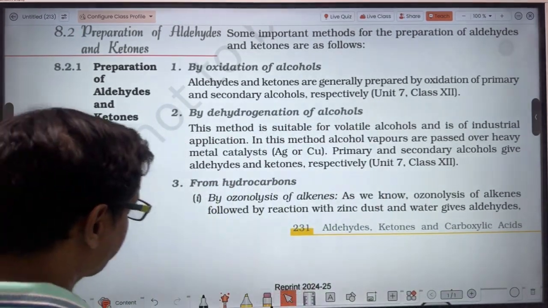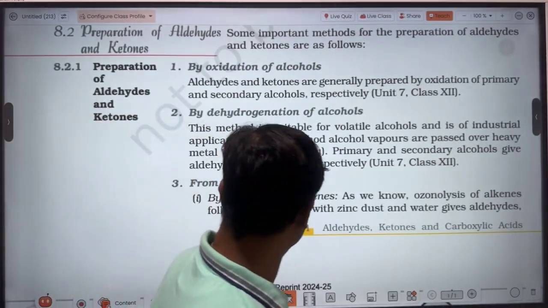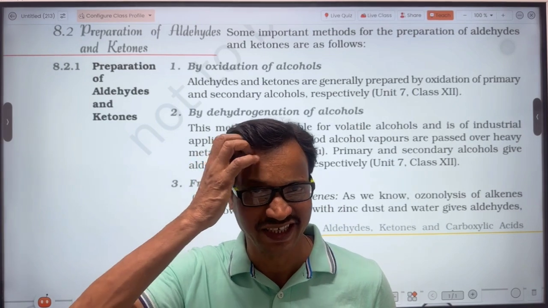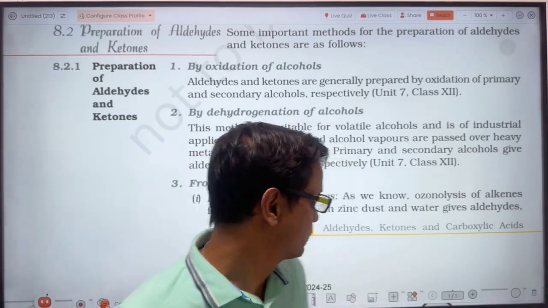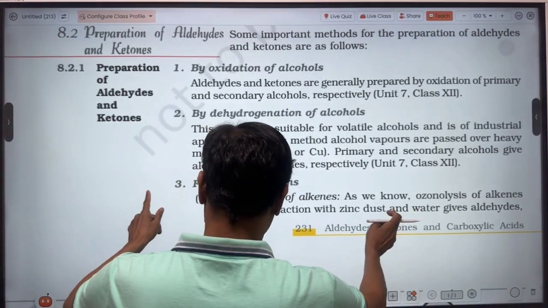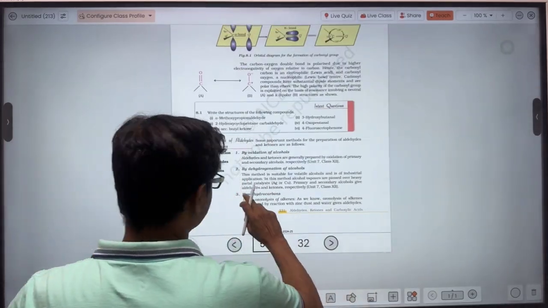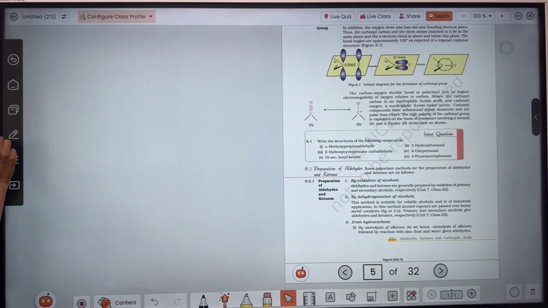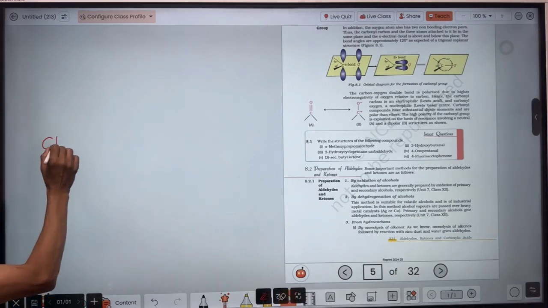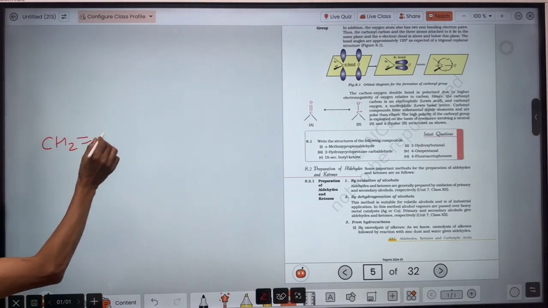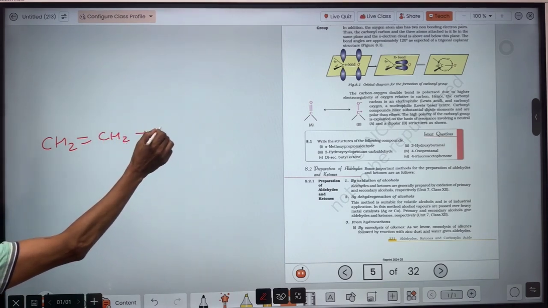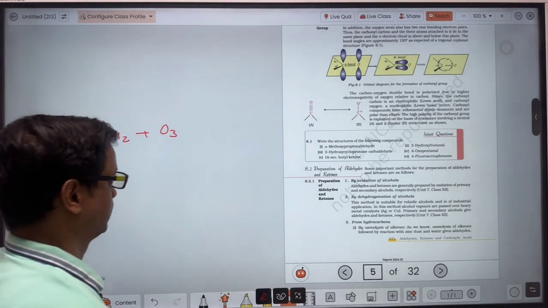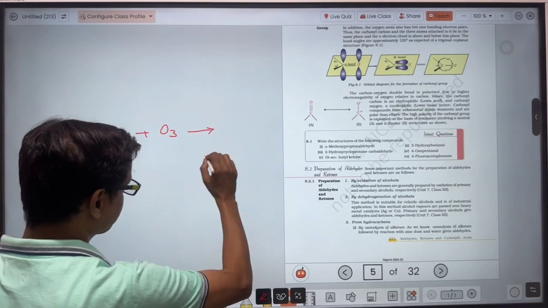Clear? Next point, very important, that is ozonolysis. Ozonolysis means you react with ozone and then after that we dissociate the product. So let's see. I'm making this one short to get space to write. Ozonolysis. Suppose this compound, very simple I am taking, that means ethene reacting with ozone. So what happens? Ozone, O3.